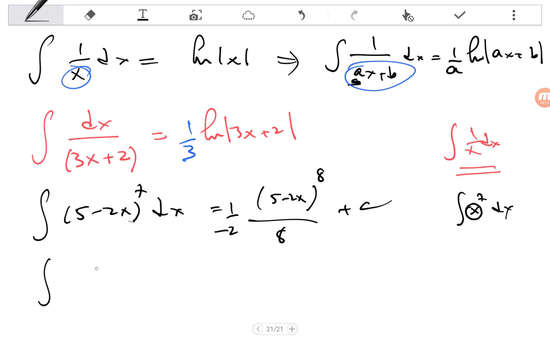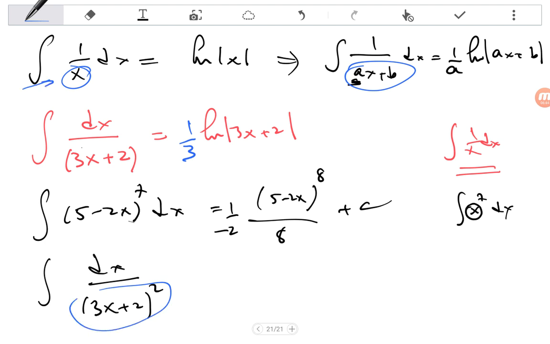What about this? The same one as this, but I write it 3x plus 2, all squared. Would that be ln divided by 3? No, this one is not ln. I can say that this is a quadratic expression that took the place of x in this rule.